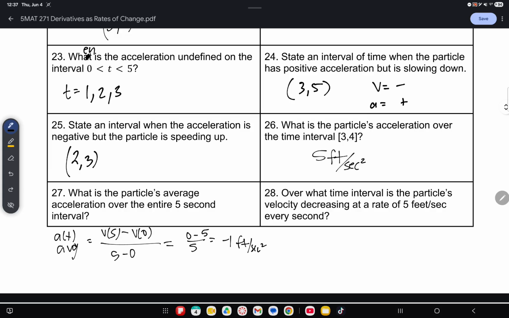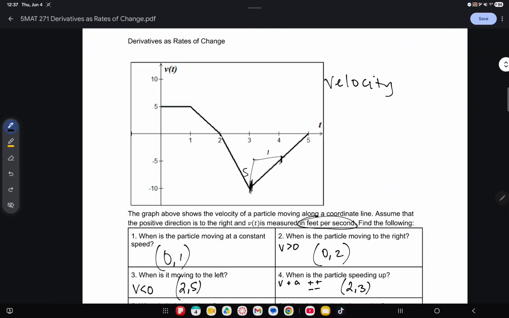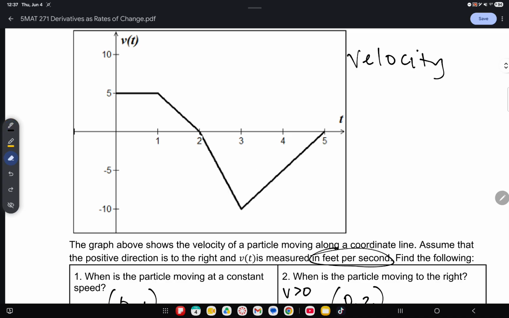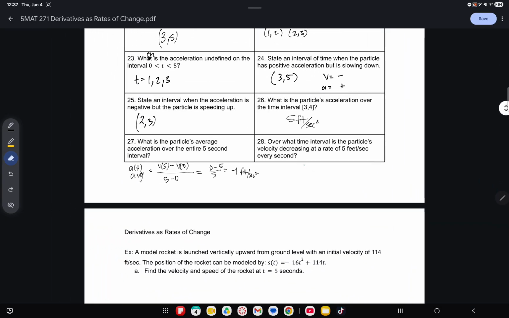Over what time interval is the particle's velocity decreasing at a rate of 5 feet per second every second? So we want to, where is there a negative slope of 5? So I have 2 options. I have negative slope here, right? I got from here to here. Rise over run, 5 over 1. Okay, probably there. Let's just double check here. Yeah, that's 10 to 1. So yeah, 1 to 2 is when we have a slope of -5. Oh, from 1 to 2.